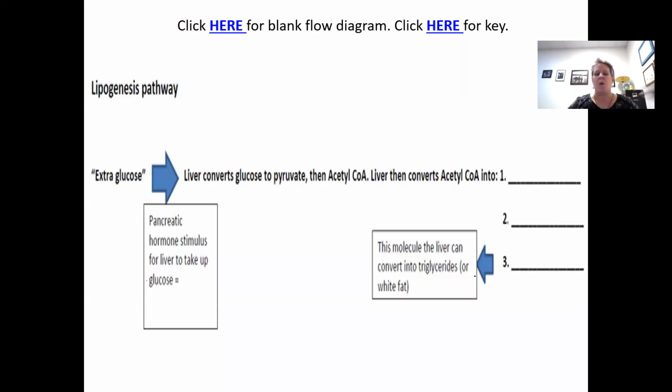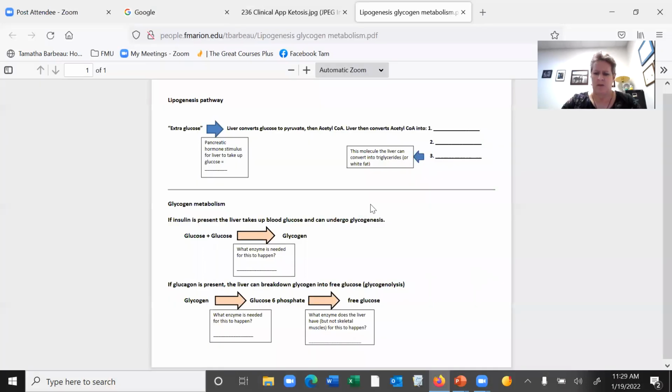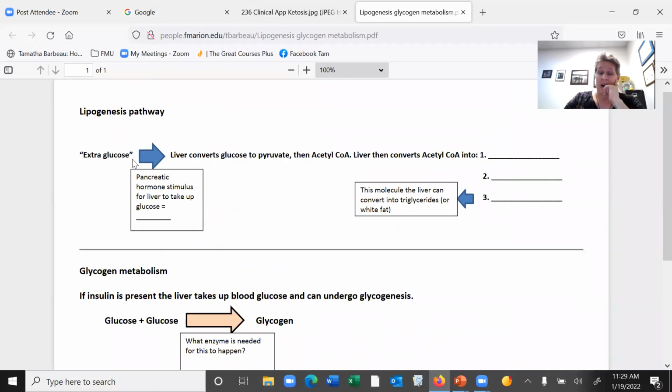Okay, so when you're online looking at the online syllabus, if you click here, I'll make it bigger so you can see it, it's going to give you the lipogenesis pathway. Extra glucose is converted to pyruvate, then to acetyl-CoA, then acetyl-CoA is converted into cholesterol, ketones, and fatty acids. And then fatty acids become stored fat. Lipolysis is simply if you go backwards from triglycerides to fatty acids and ketones, and then cells can use that to make acetyl-CoA, which enters the Krebs cycle, which produces hydrogen ions to enter the electron transport chain and make energy.